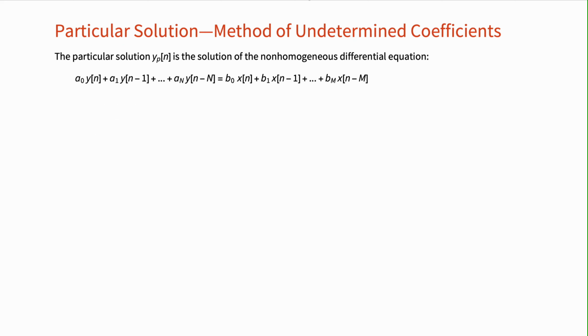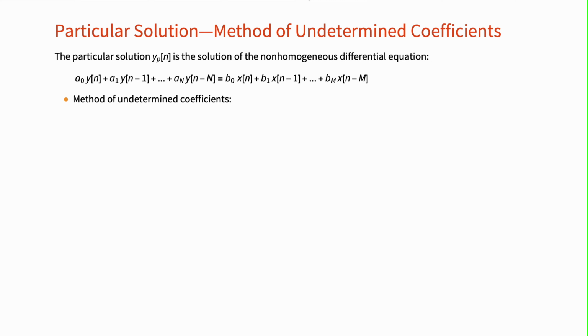Now for the second part of this lesson, we consider the non-homogeneous difference equation expressed in the general form shown here. And we find what is called the particular solution, denoted by y_p[n]. The particular solution can be found using a method called the method of undetermined coefficients.